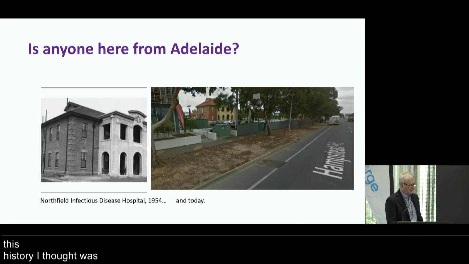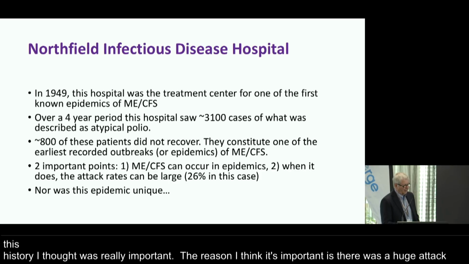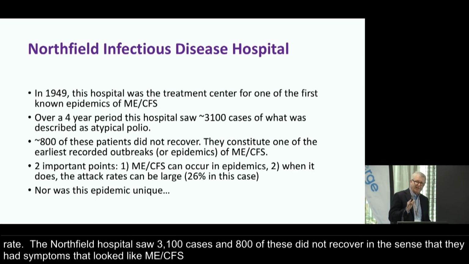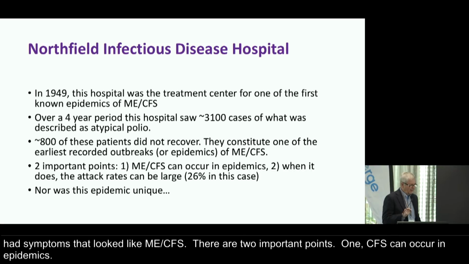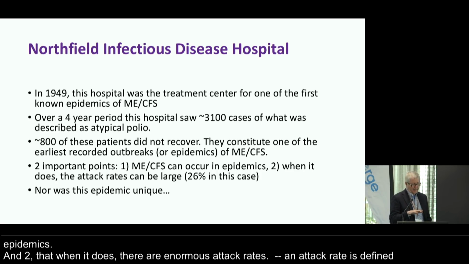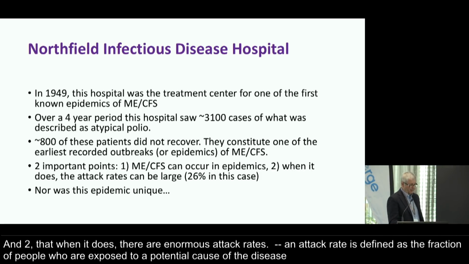And the reason I think it's important is that there's a huge attack rate. The Northfield Hospital saw 3,100 cases, and 800 of these did not recover, in the sense that they had symptoms that looked like ME/CFS. So there are two important points. One, that CFS can occur in epidemics, and two, that when it does, there are enormous attack rates. An attack rate is defined as the fraction of people who are exposed to a potential cause of the disease that actually come down with the disease. And so in this case, it's 26%.